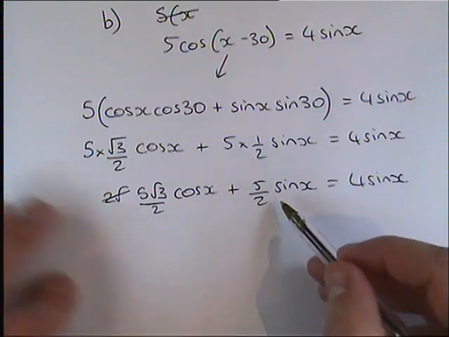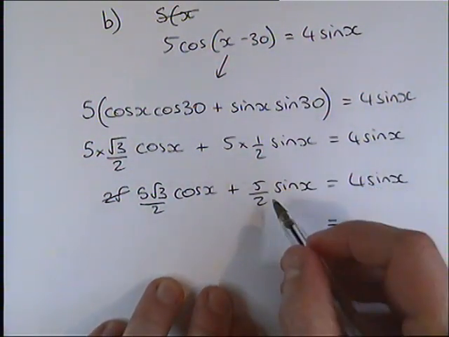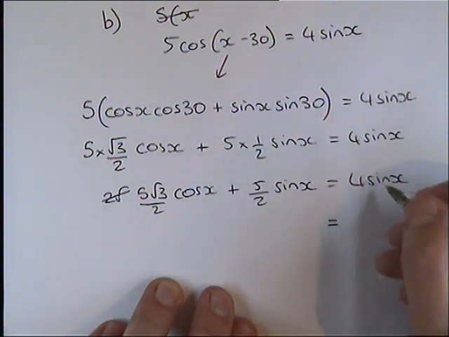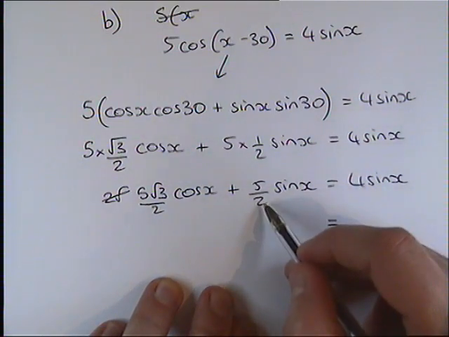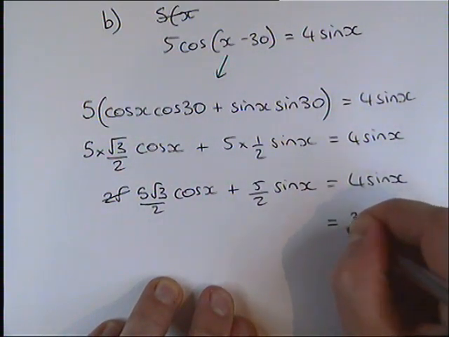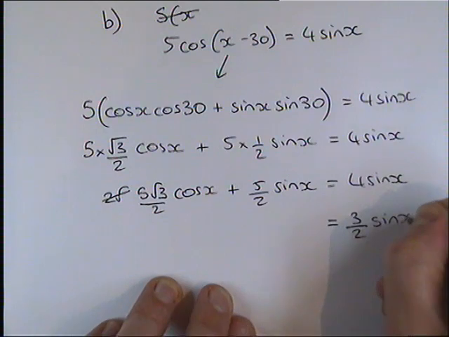Take away the 5 over 2 sin x from both sides. So here we've got 4 sin x, taking away 2.5, which is 1.5, or 3 over 2 sin x.